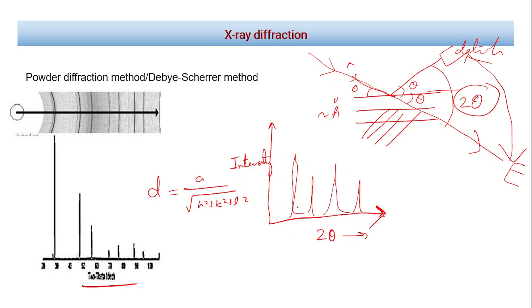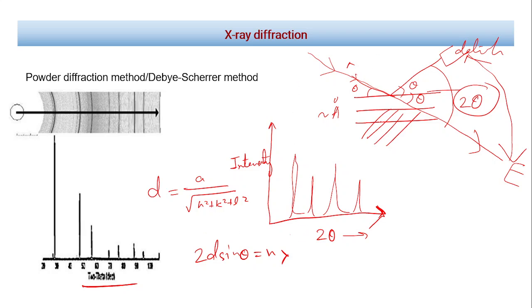If I know that one peak is at this, then how to find out the lattice constant. This one relation we know, and another relation we know is this. Using these two relations, we can find out the lattice constant. That anyway we are going to do in the coming problems, so I'll not tell you here.